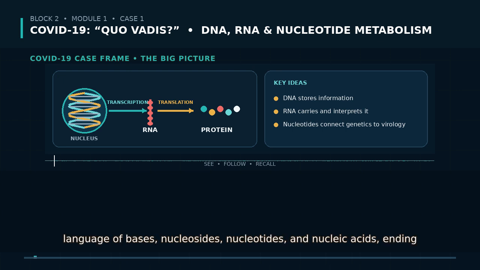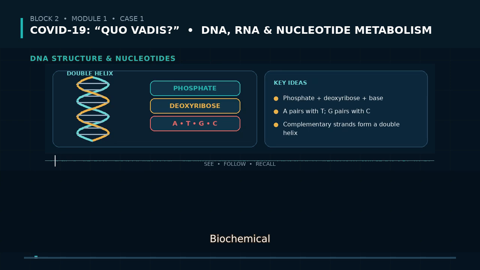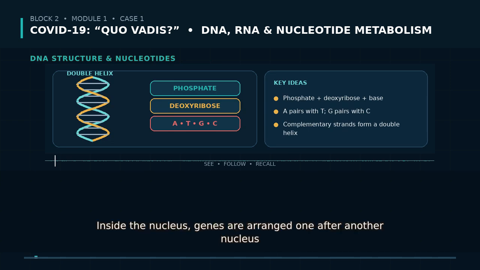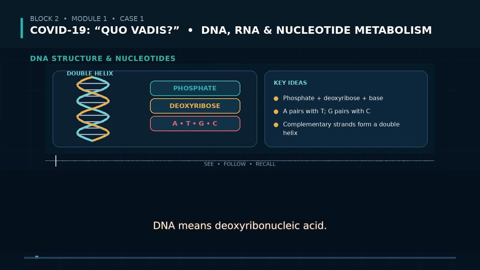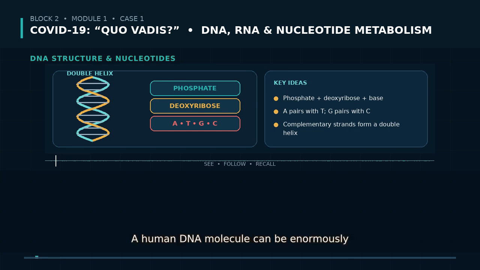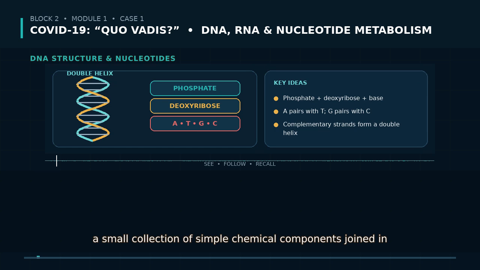Inside the nucleus, genes are arranged one after another along extremely long DNA molecules. DNA means deoxyribonucleic acid. A human DNA molecule can be enormously large, with a molecular mass measured in the billions of Daltons. Despite that size, it is built from a small collection of simple chemical components joined in a regular pattern. The extraordinary complexity of genetic information, therefore, comes mainly from the order of these components, not from a huge variety of different building blocks.